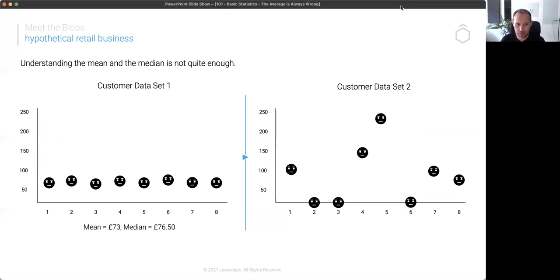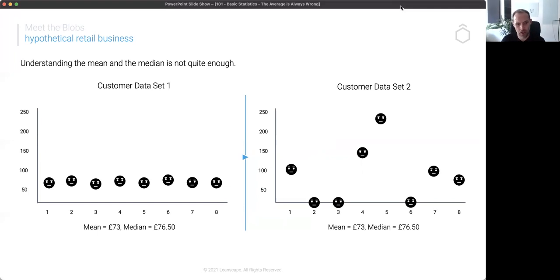Well, the one on the left is just another example of what we've just been discussing. The mean of these blobs is 73. The median is 76.5. So you can see there it's pretty tight, very closely related together. If we look at customer data set number 2, well, it's exactly the same. The mean is 73. The median is 76.5.